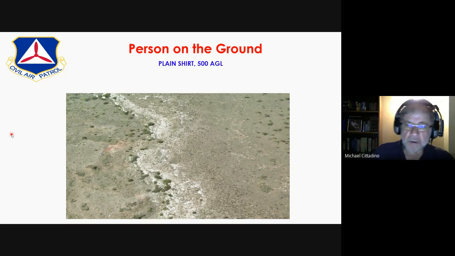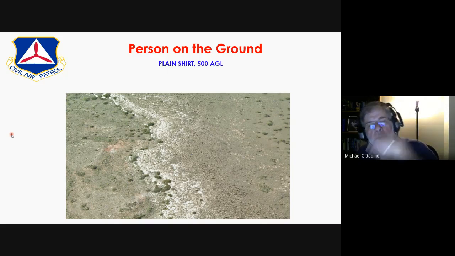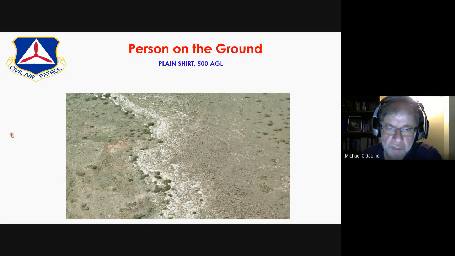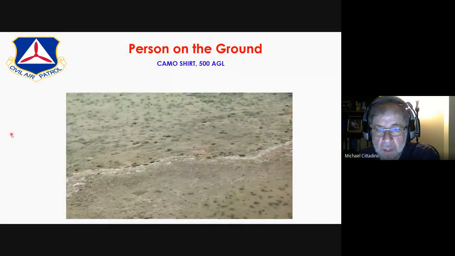Looking for a person here, it's a lot less obvious to see, especially if you're in an aircraft flying maybe at 90 miles an hour, and this is at 500 feet. The remainder of these, I think, are all at 500 feet. We would be looking at 1,000 feet and seeing even less as we go over it, unless we spotted something of interest and came down. So here we have a camo shirt.